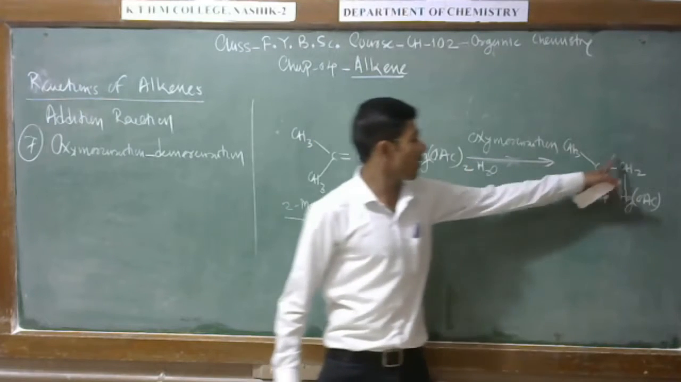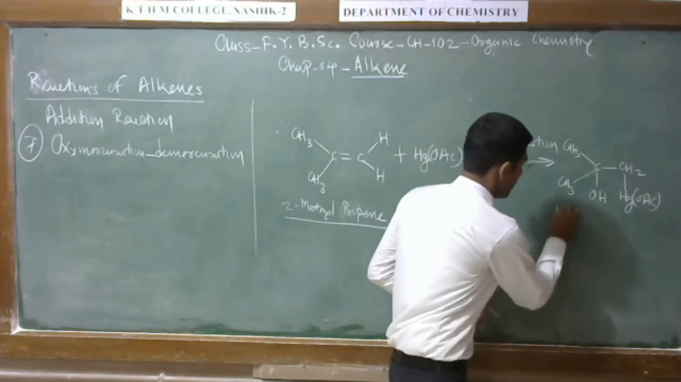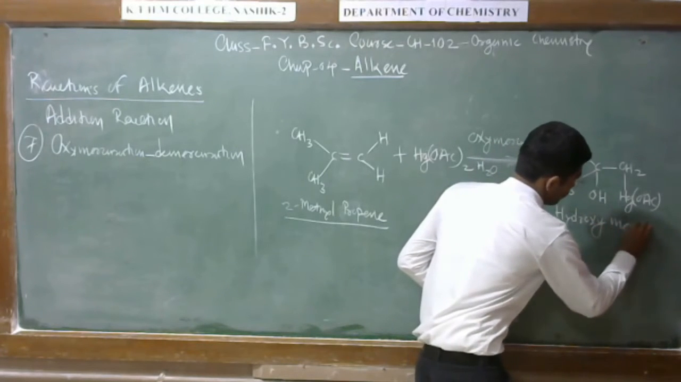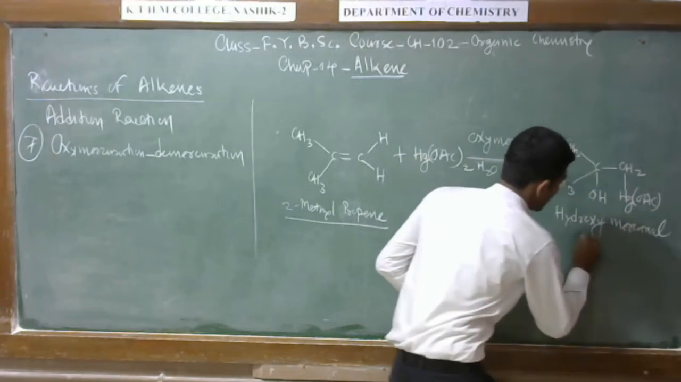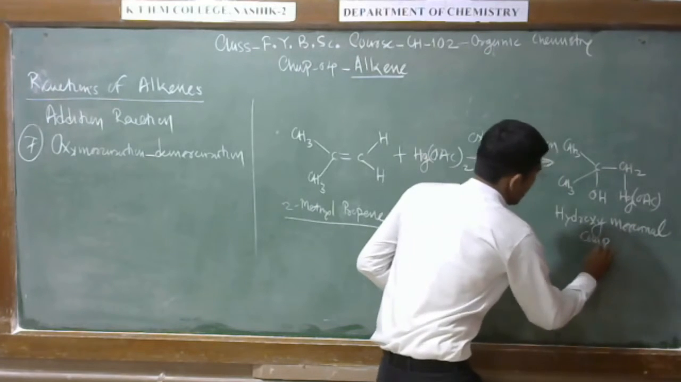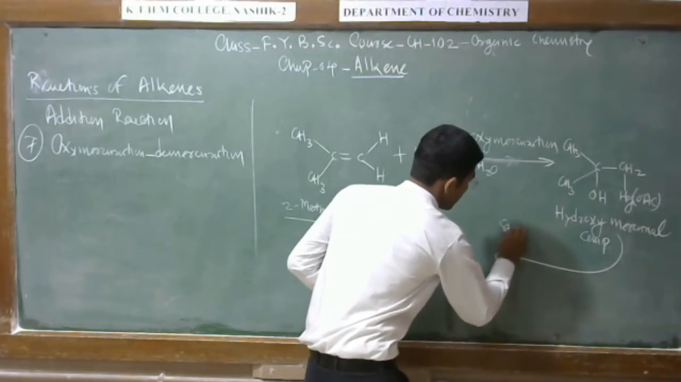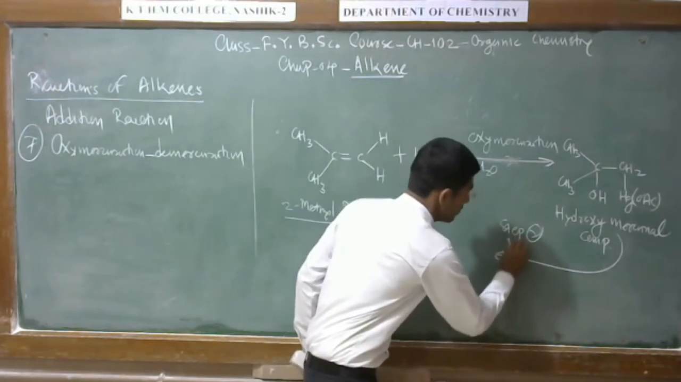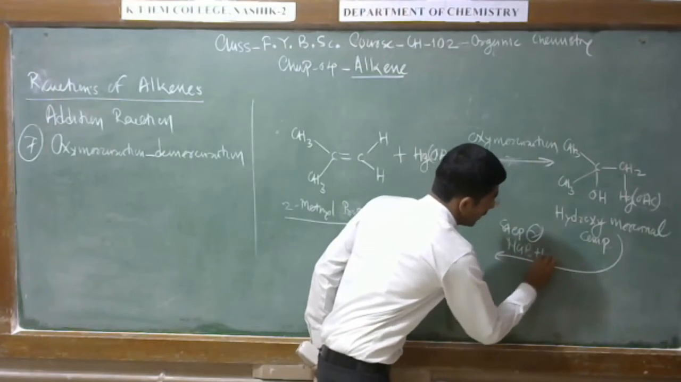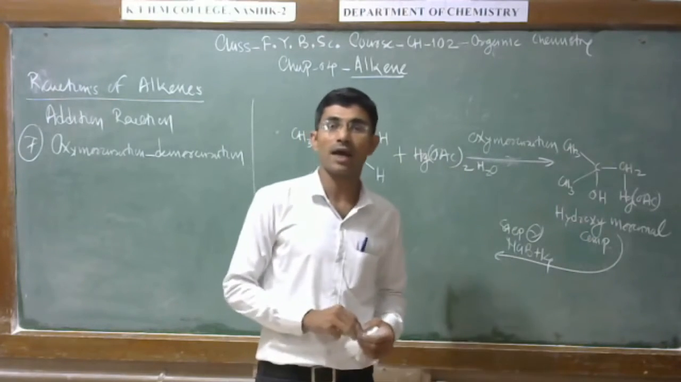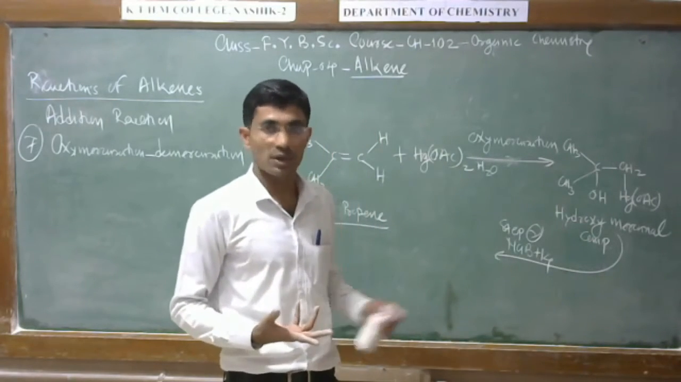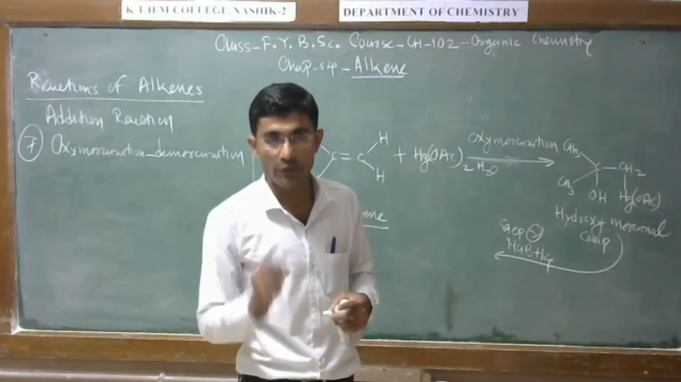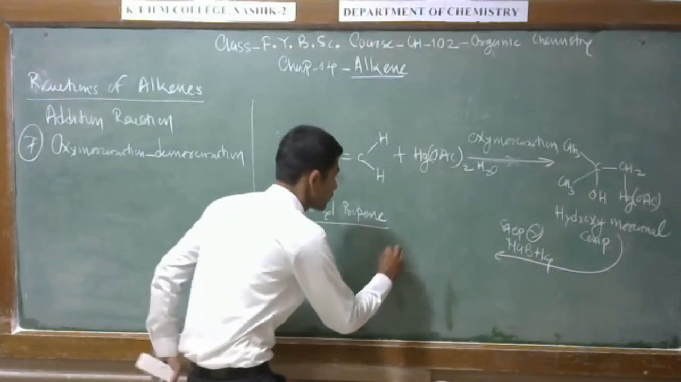We get this compound. So a hydroxy mercurial compound is formed, and in the second stage this hydroxy mercurial compound is reduced with the help of sodium borohydride. By sodium borohydride, the carbon-mercury bond is broken, and we get hydrogen instead of mercury there only.